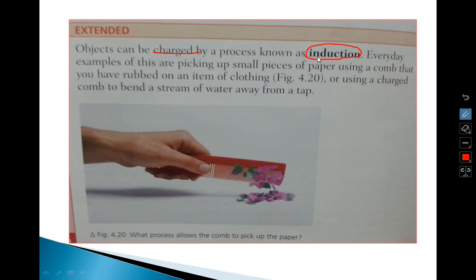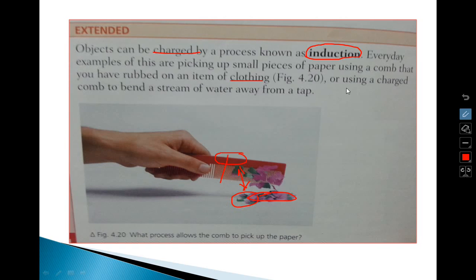An example of this is picking up small pieces of paper using a comb, a comb that you have rubbed on an item of clothing. So both of them will have different charge. This one will have negative, and this one is positive. So there is an attraction force between the comb and the small papers here.